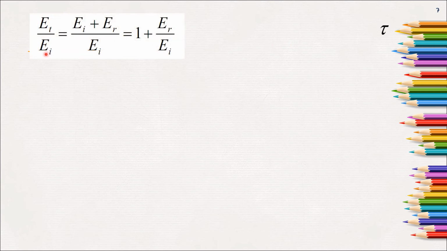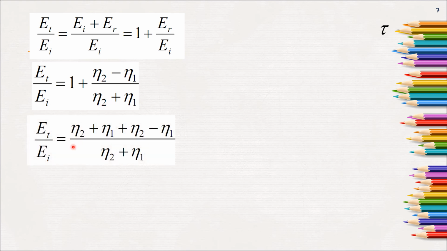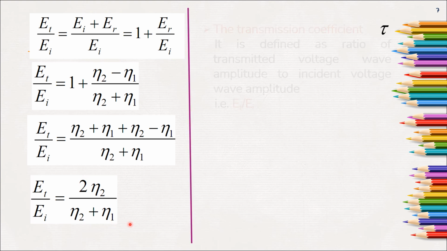Now Et by Ei is equal to, Et you know, Ei plus Er by Ei. So Ei by Ei is 1 plus Er by Ei. Now Et by Ei is equal to 1 plus, you all know Er by Ei is nothing but the reflection coefficient, which is eta 2 minus eta 1 by eta 2 plus eta 1. Right, now I take an LCM. Et by Ei is equal to 2 eta 2 by eta 2 plus eta 1.